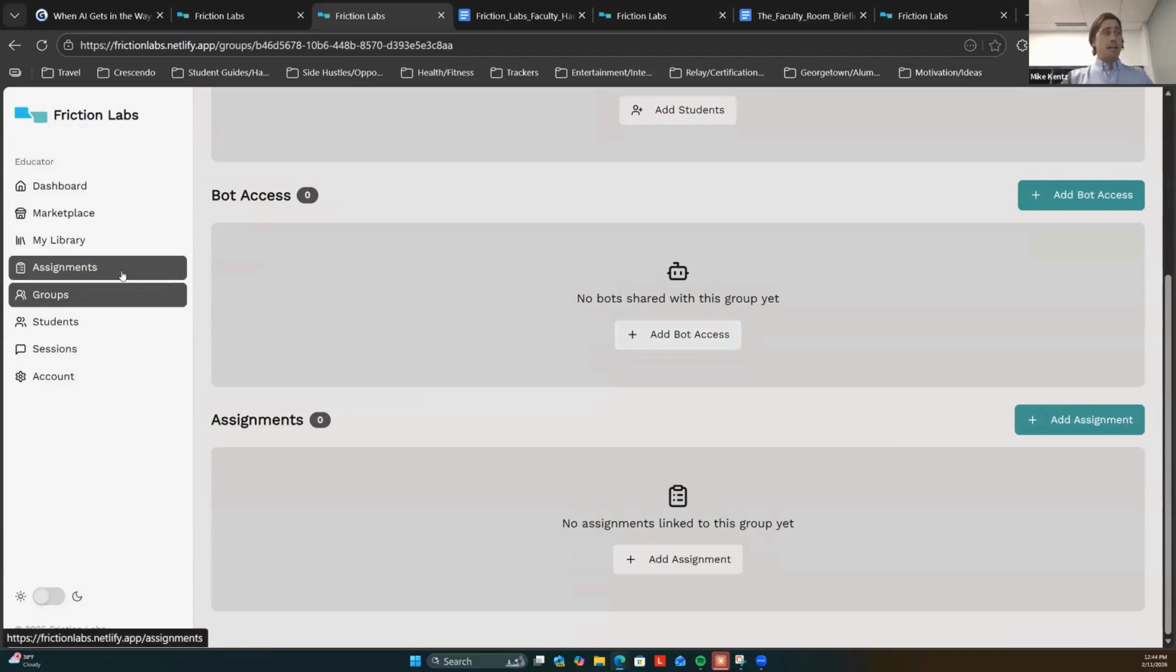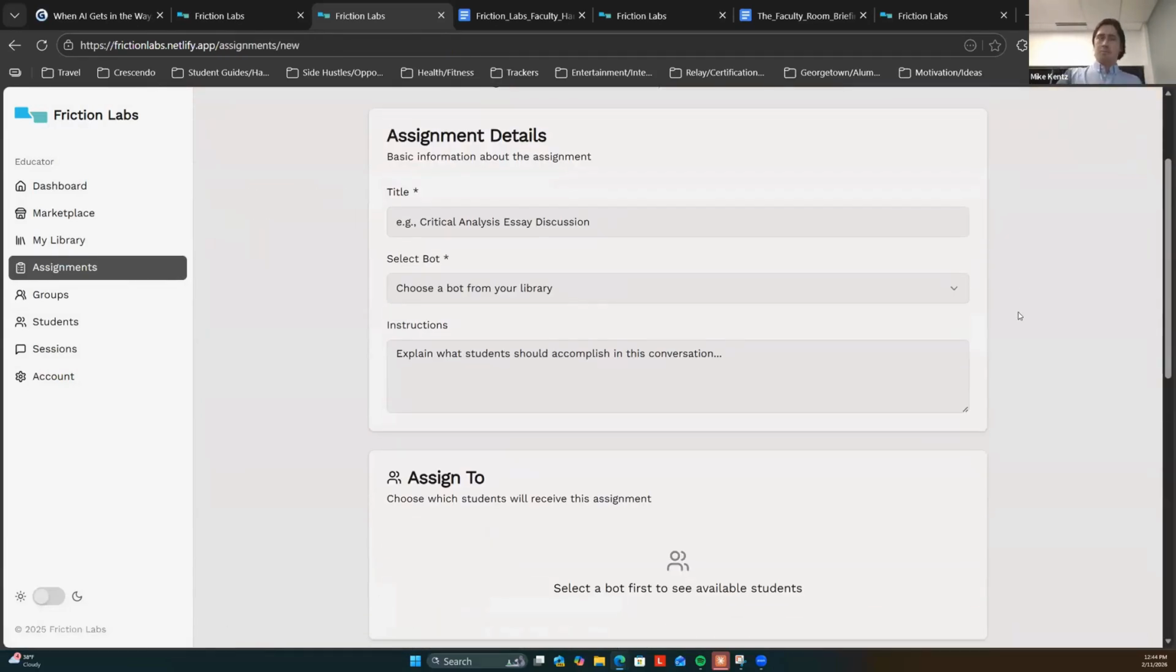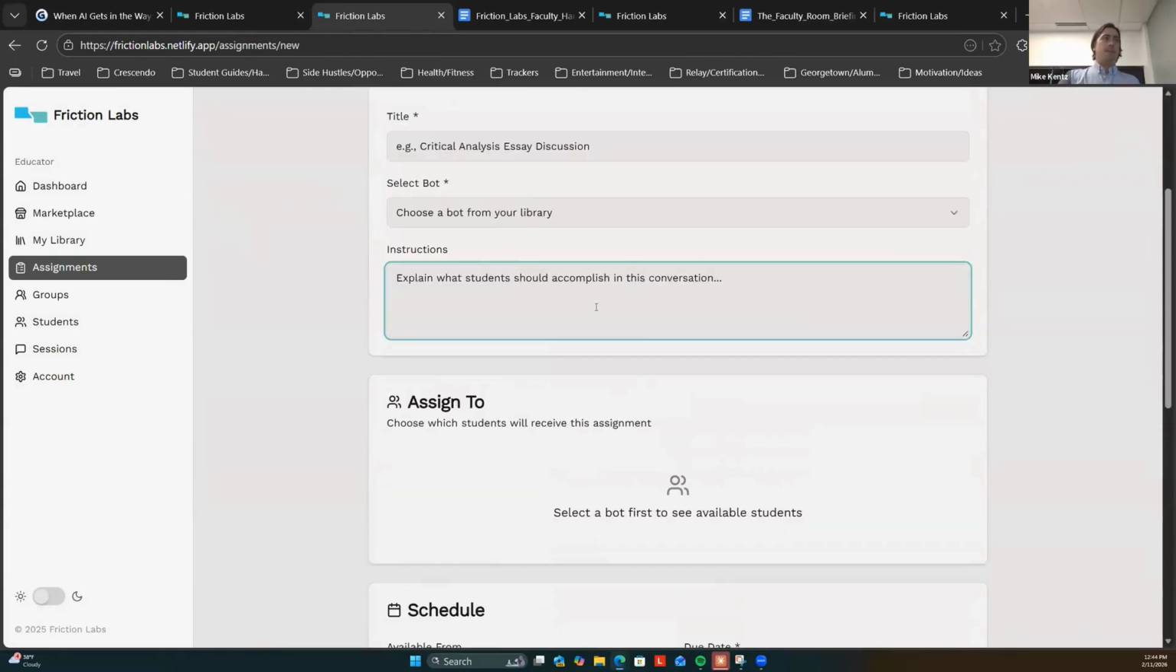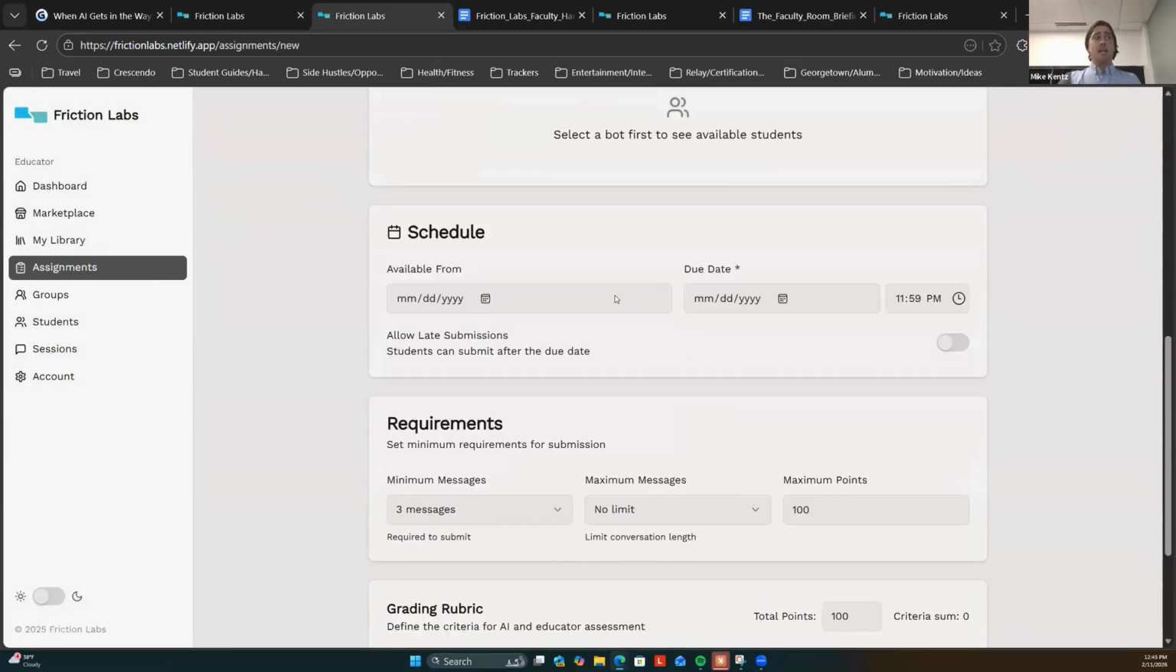And where I would create my assignments is over here. It's going to be pretty similar to most basic LMSs. Title, select the bot from your library, provide instructions. If I fill this out, then I can actually select which students are going to have access to it. I can schedule it from Monday to Thursday if I'm assigning it for homework, for example.